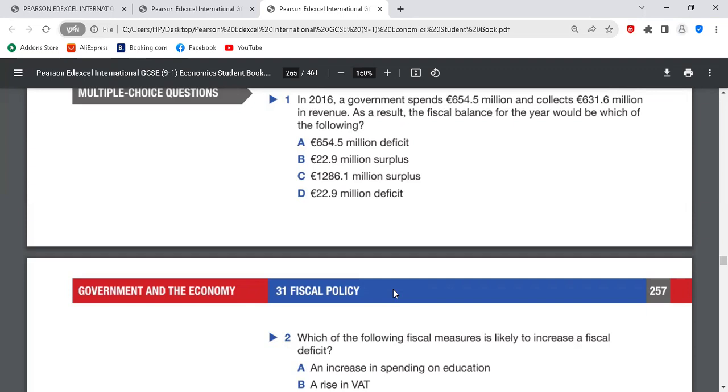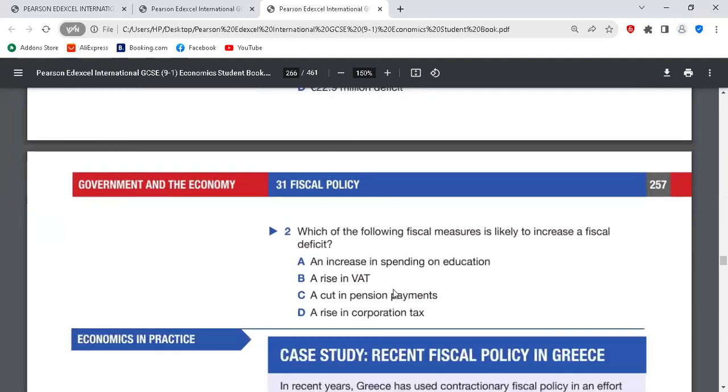It should give you a deficit. It should be 22.9. It should give you a deficit, negative. I said it is government revenue minus government expenditure. That is the budget. Revenue minus expenditure. Revenue is 631.6. Expenditure is 654.5. Is it negative or not? Yes, negative 22.9. And that is a 22.9 million deficit. D. Is it clear?